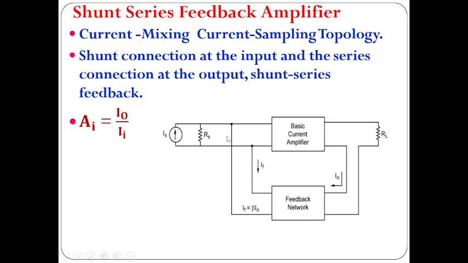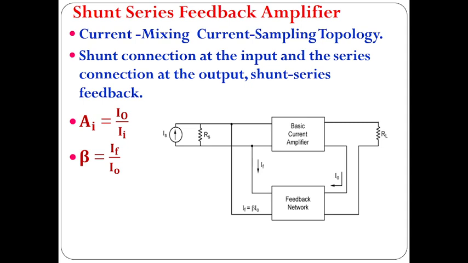So gain is normally named as output by input. So output current by input current. So AI is equal to I naught by II. The next one is beta. Beta is nothing but the feedback factor. So it is nothing but IF by I naught. So beta equal to IF by I naught.